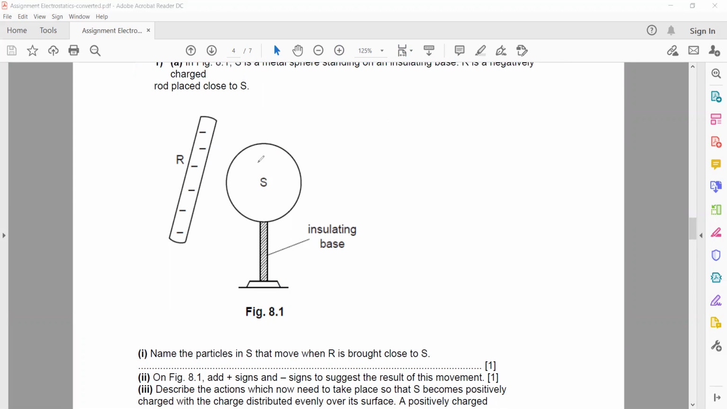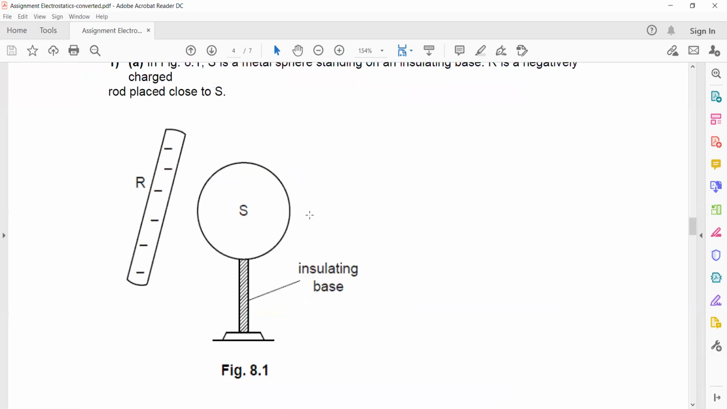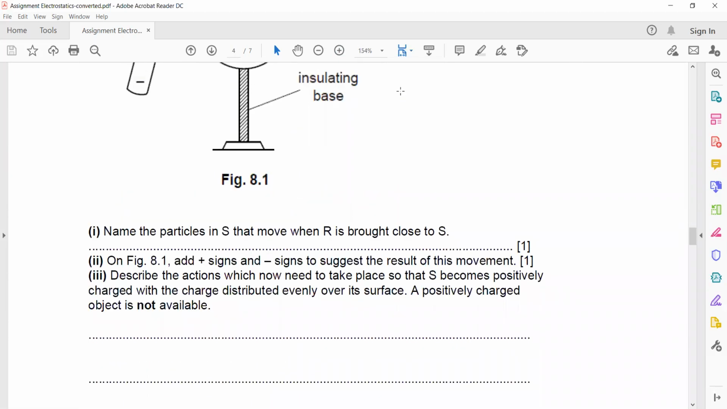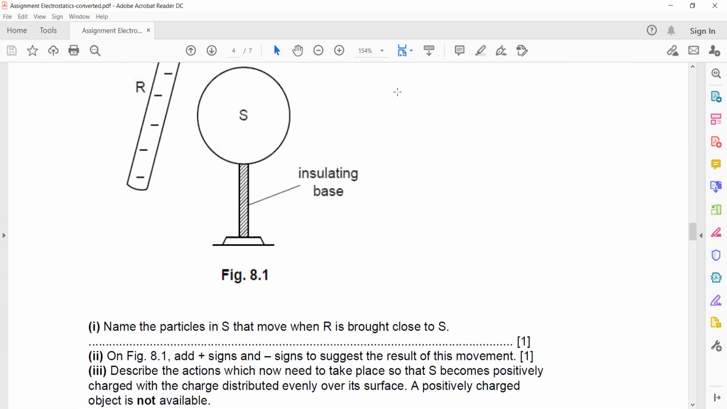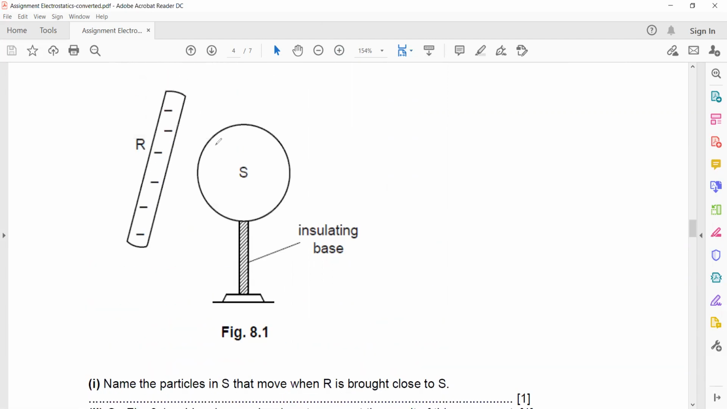So electrons will move, so electrons are shifted. Here you will have a majority of electrons, and this side the majority will be the positive charges. So the answer here is electrons. Then on figure 8.1, add positive and negative signs to suggest this movement. On the left hand side, what will I have, positive or negative? So it will be positive.